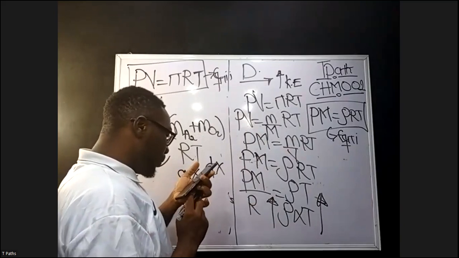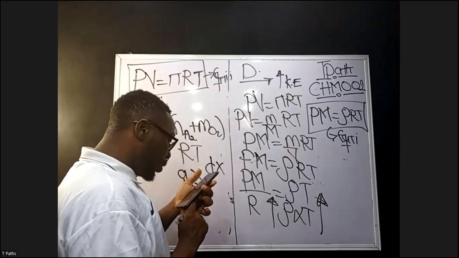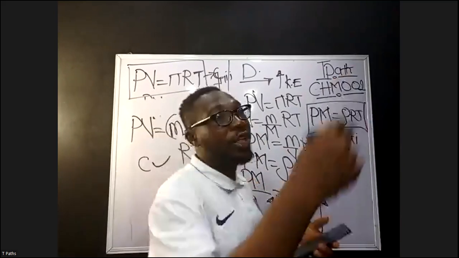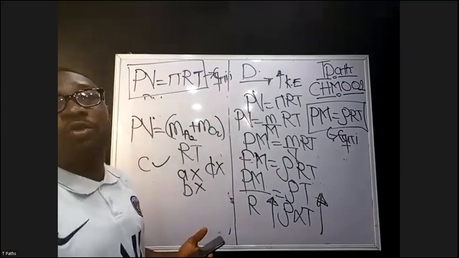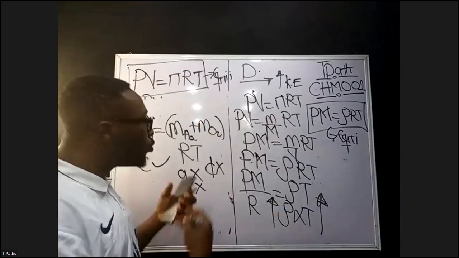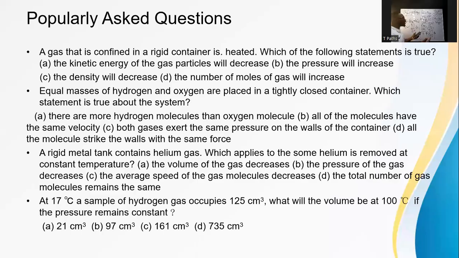The next question: a rigid metal tank contains helium gas. You can say the first three questions are reasoning questions, and we have to rack our brains, unlike the ones where we just plug into a formula and get the answer. For these reasoning problems, you take your time and analyze the question, so you don't make a silly mistake. A rigid metal tank contains helium gas, and some helium is removed at constant temperature.